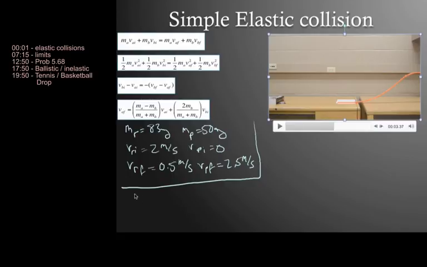Now what we want to check here is, is energy actually conserved? So K initial is going to be 1/2 M red V red initial squared. So we plug in what we know. We're going to get 0.16 joules. Now we do the same thing for K final, but here we have to have both cars included in this measurement because they're both moving.